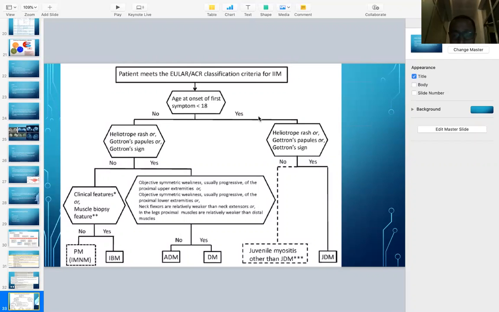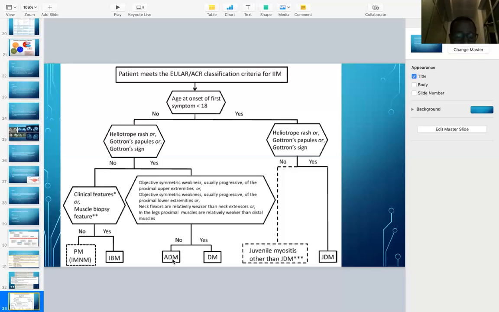If they are less than 18, and they've got the typical dermatomyositis skin lesions, you label them as juvenile dermatomyositis. If they don't have the classic findings, then you label them as juvenile myositis, or polymyositis will be the category. In those patients who are above 18 with typical skin lesions, you classify them as dermatomyositis. And as I said, if the patient doesn't have any muscle weakness, then they are called amyopathic dermatomyositis.